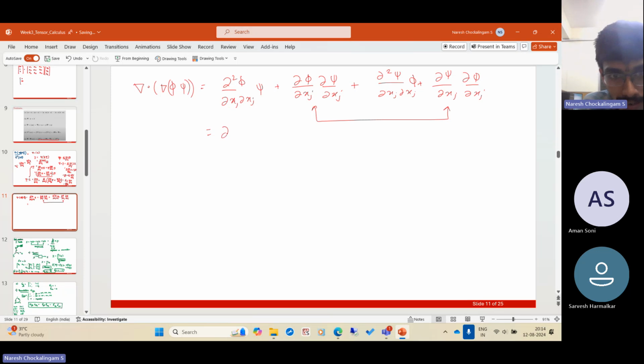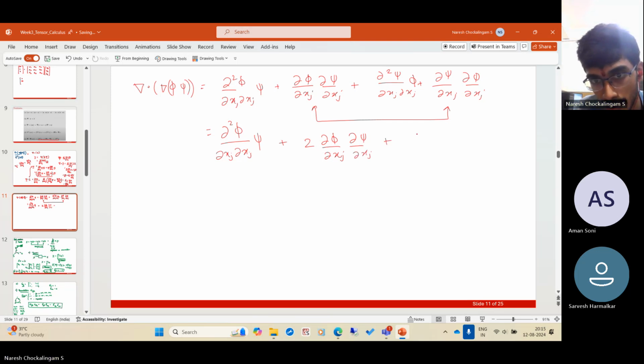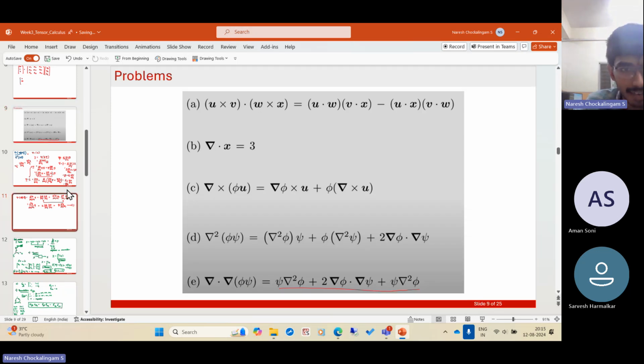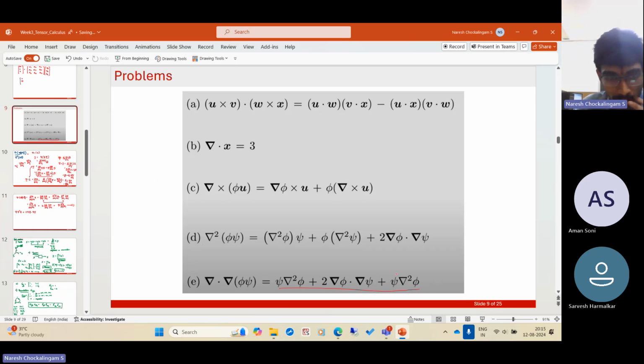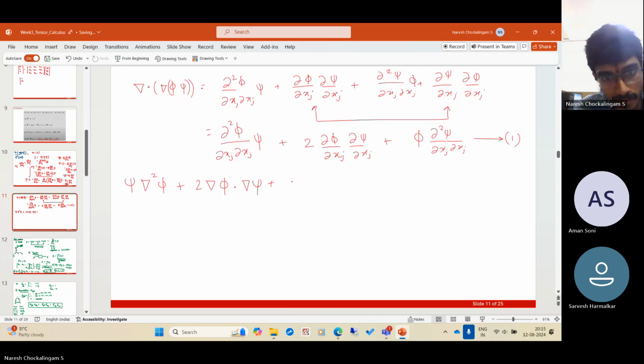So you get here ∂²φ/∂xj ∂xj ψ plus 2 times ∂φ/∂xj ∂ψ/∂xj plus φ ∂²ψ/∂xj ∂xj. This is the left hand side, so let us call this one. Now look at the right hand side. You have ψ ∇²φ plus 2 times ∇φ·∇ψ plus φ ∇²ψ.